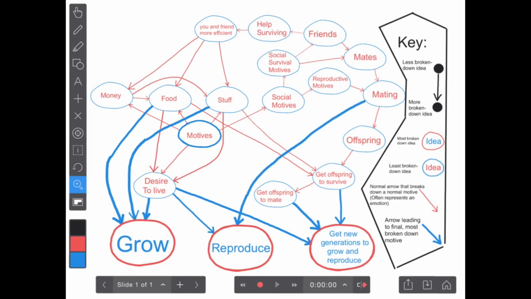You're just ahead of me. They also make you happy. But the reason they make you money, food, and stuff is because they help you survive. What I mean by that is when you are with a friend, you're more efficient and you have teamwork. So you can get money, food, and stuff.